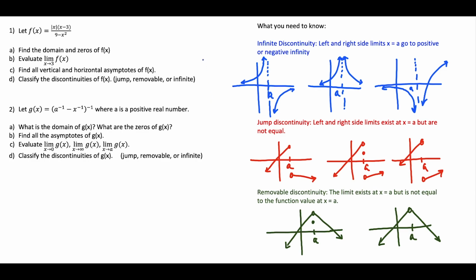So these are the two examples we're going to go through. Here are some notes that'll help us with these questions, and let's get started.